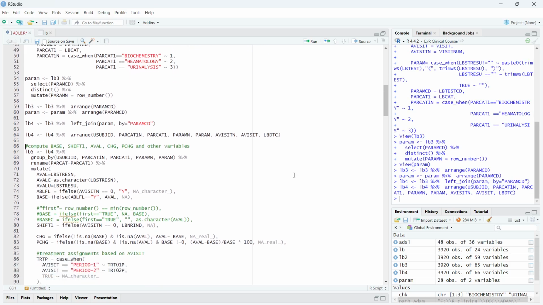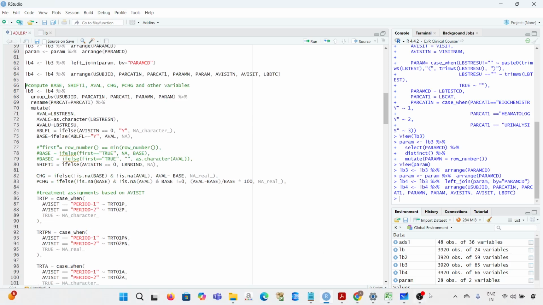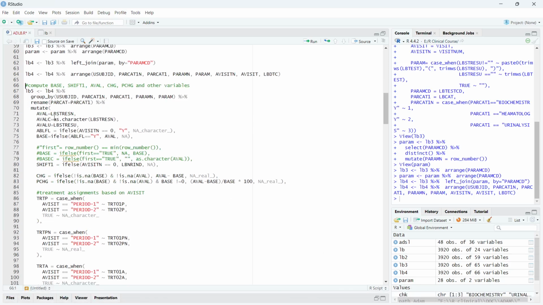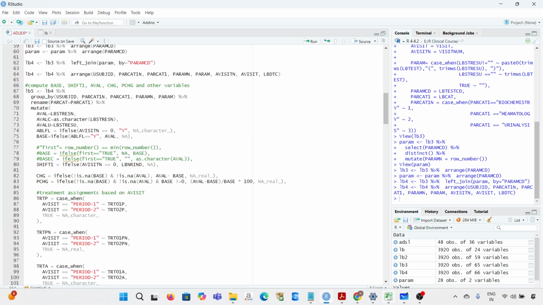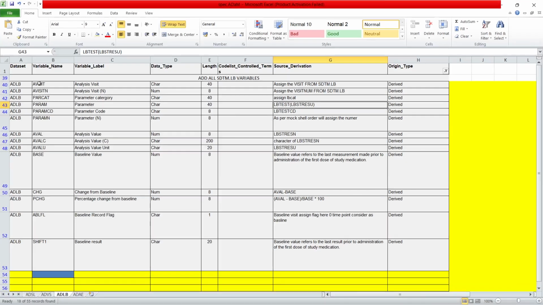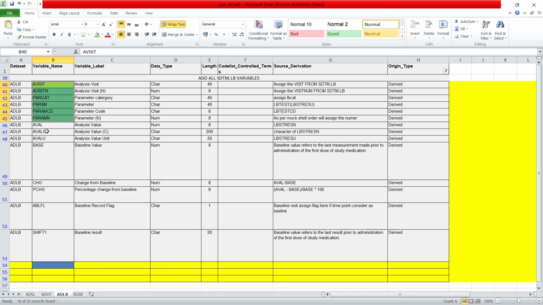Then we have to do the remaining variables, that is AVAL, AVALC, AVALU. If we check here, these ones are done. Up to here we have done. Then we have to do AVAL, AVALC, AVALU. So AVAL is directly the numeric format of the laboratory standard result. Then for AVALC we use the character format of the laboratory standard result. Okay, and then for AVALU we directly map the standard result units.